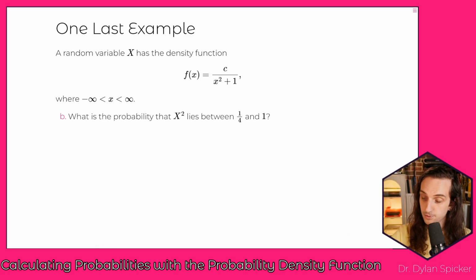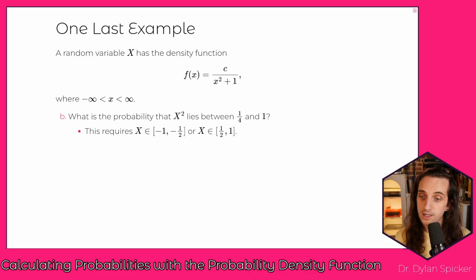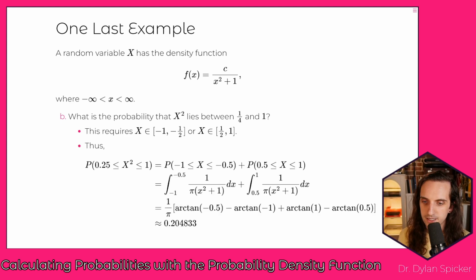So what does that actually end up resulting in here? So we require x being either between negative 1 and negative 1/2, or between 1/2 and 1, right? And so if we work this out, then we find the two separate integrals here, right? We take in our arctan at both of these results. And if you solve through what this actually works out to be, that's going to be about 0.204833. So there's about a 20.5% chance that the square of our random variable, that x squared, falls between 1/4 and 1. And again, we can get through all of this using our density function by integrating over the correct regions.